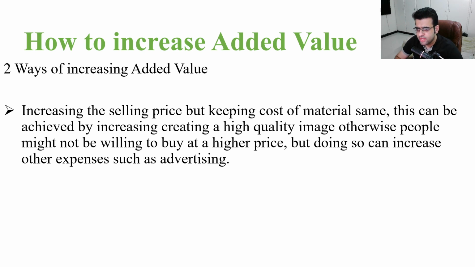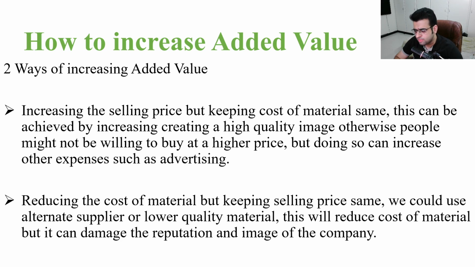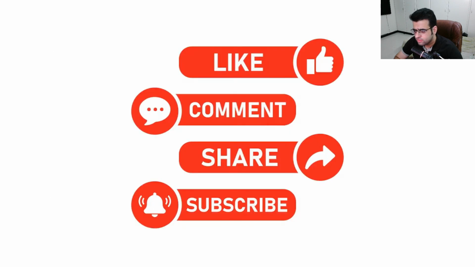And the second way to increase added value is to reduce cost of bought in materials. But reducing cost of bought in materials by buying cheaper, lower quality material could affect the brand image and damage our overall sales, and it could really affect us in the long run. So we need to look for alternate suppliers while maintaining the quality. And this is all that is there in this chapter.